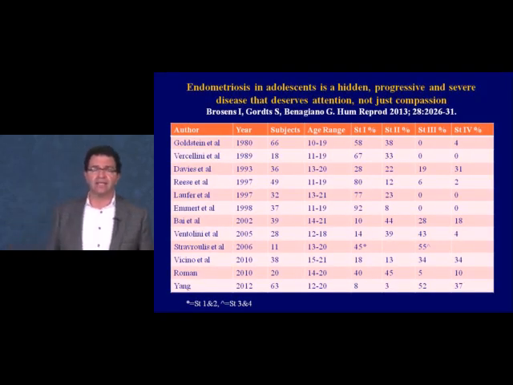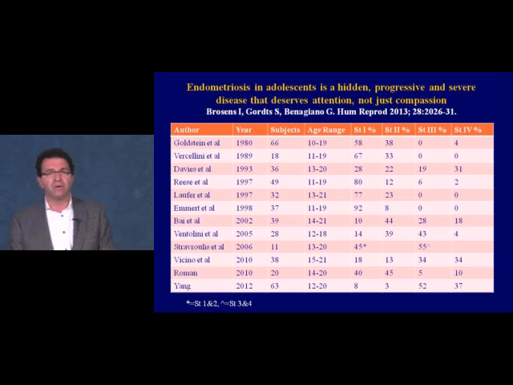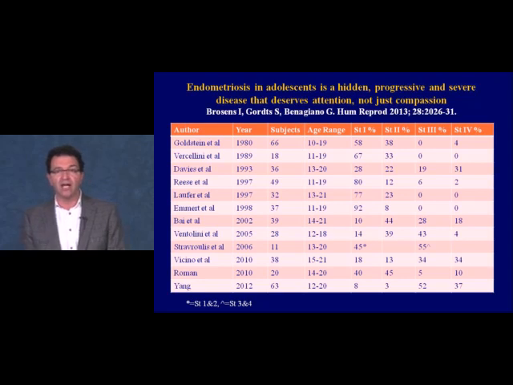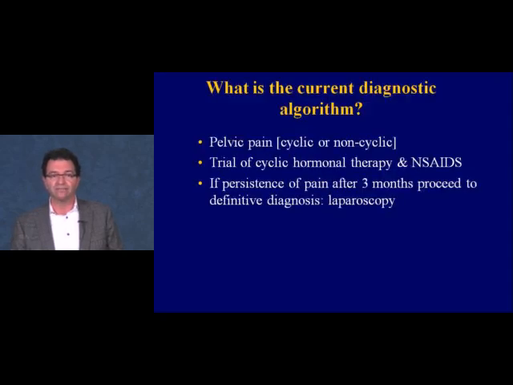How about adolescent endometriosis? Well, this paper was published in 2013, and their conclusion was endometriosis in adolescents is a hidden, progressive, and severe disease that deserves attention, not just compassion. That was the title of the article. What they did was review all studies on adolescents, and I'm sad to say there are not that many of them, and these are the studies of adolescents.